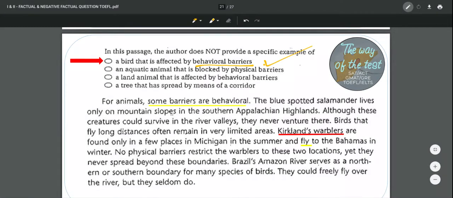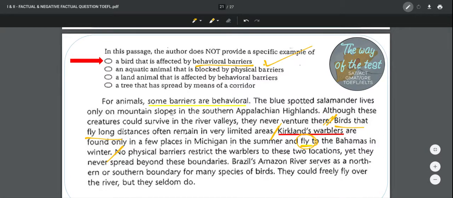Okay, I have a note here. How do you know that a Kirtland's warbler is a bird? We may not know that it's a bird, because I actually don't know what type of bird this is. But in the same sentence, it says that the Kirtland's warblers fly to the Bahamas in the winter. Okay, so we know that it's a bird. Also, in the previous sentence, they are talking about birds that fly long distances. So now we have those 2 reasons to understand that a Kirtland's warbler is a bird.